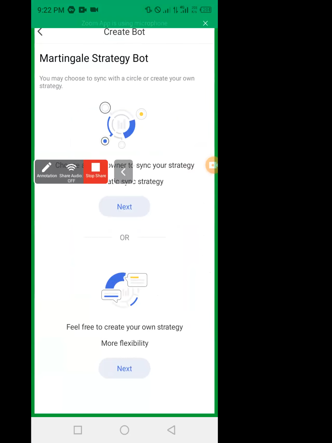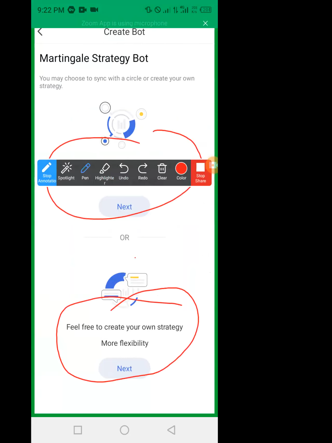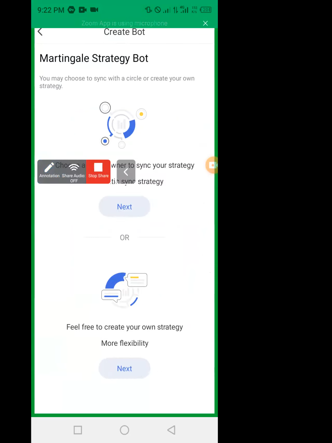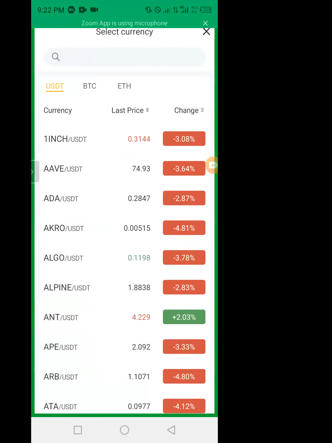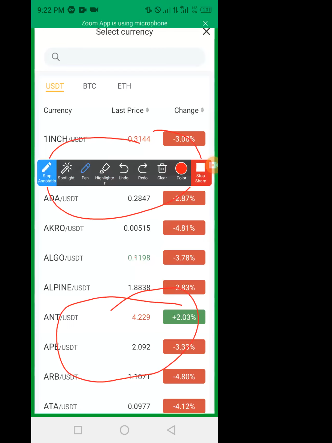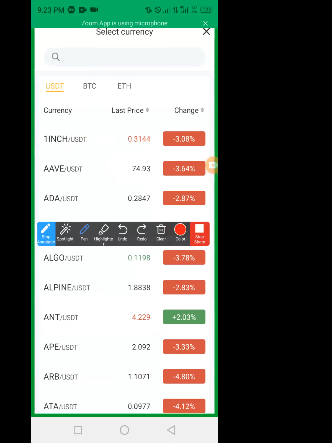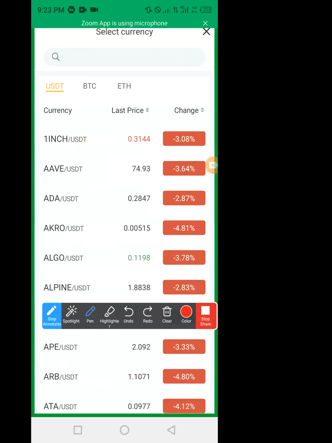This one, feel free to create your own strategy. Basically, this is where we are always working from, because that's where we create our own strategy. We put in our own settings. So when you click on that next, it will always bring you a list of coins. If you have seen a signal in the group, then you can come and write it here.